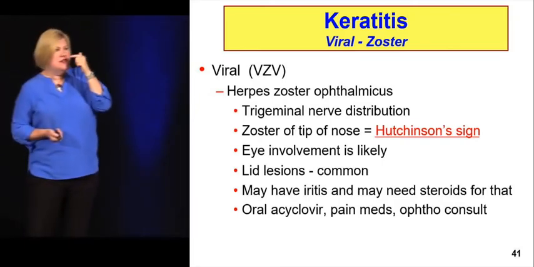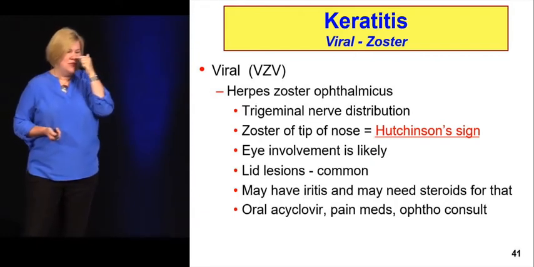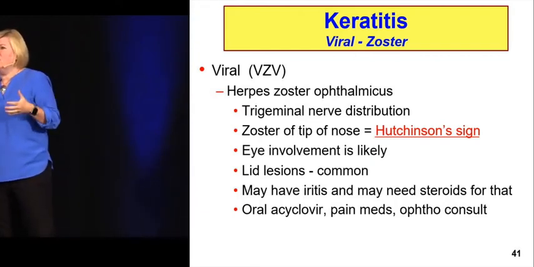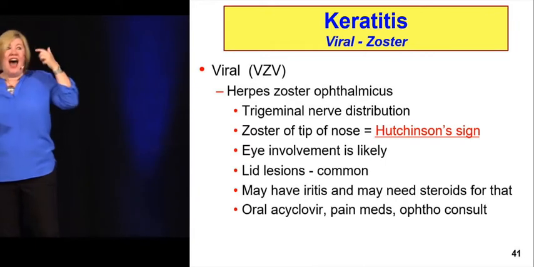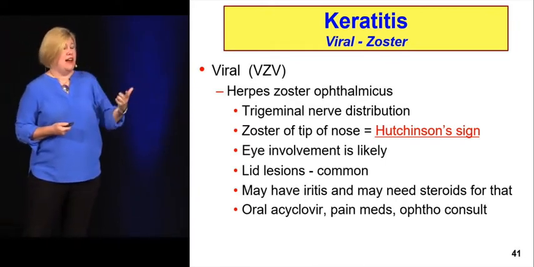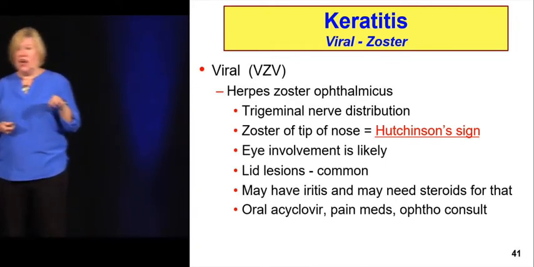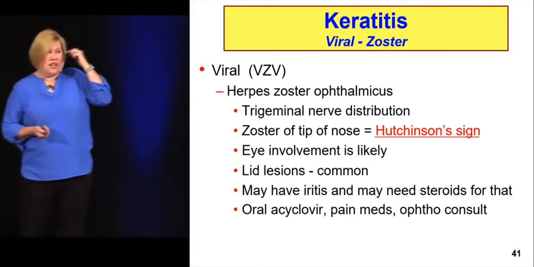So when you see that little zoster vesicle on the tip of the nose, that's called Hutchinson's sign, telling you that this is zoster and the eye is probably coming. It's probably going to follow that the eye is going to get the zoster keratitis. So you're going to look again for lid lesions.